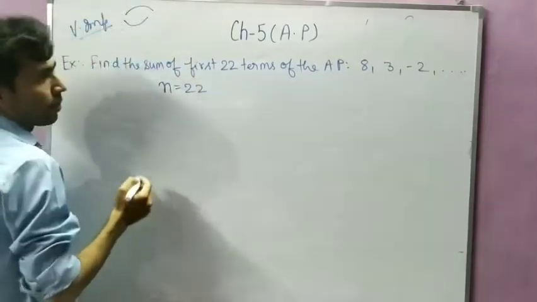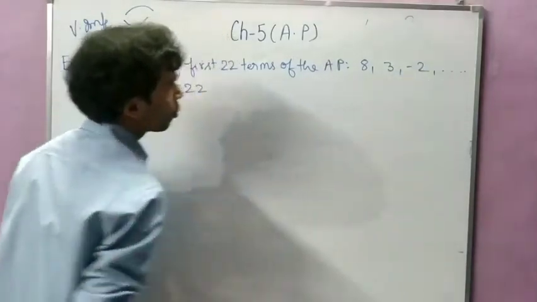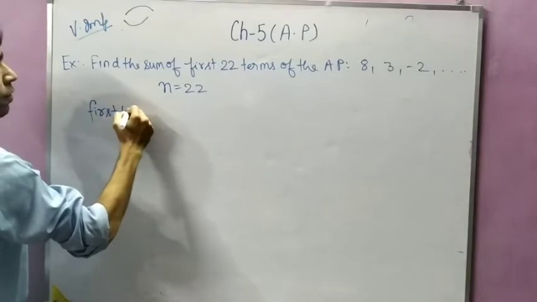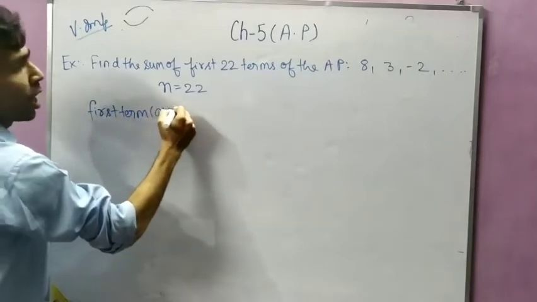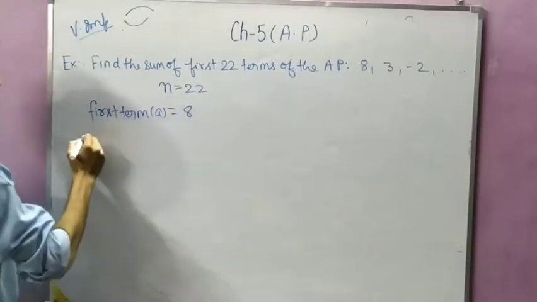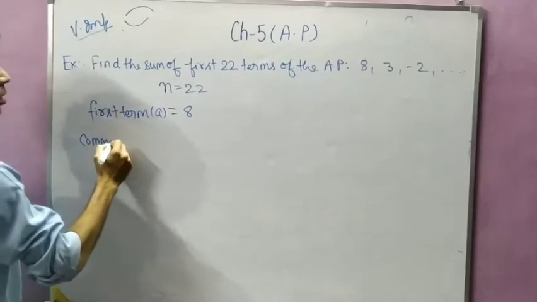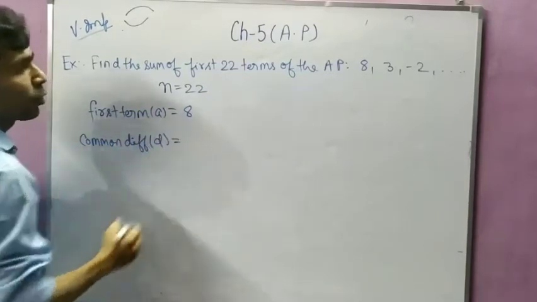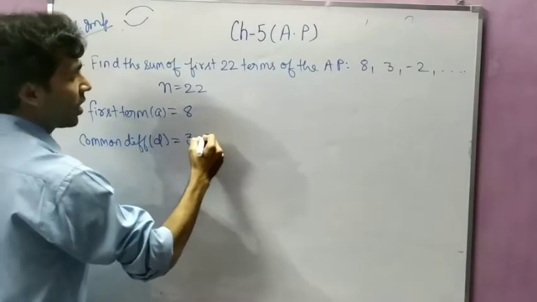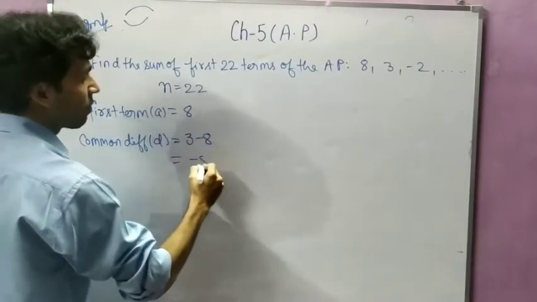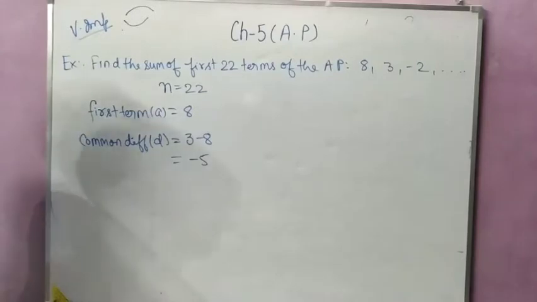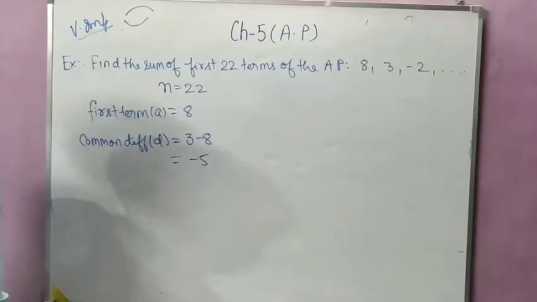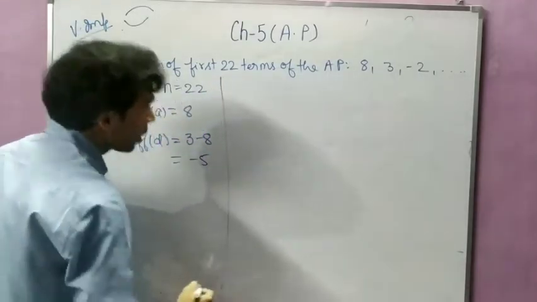And the AP is 8, 3, minus 2. So by the question, the first term a equals 8, and the common difference, small d, equals 3 minus 8, which is minus 5. So we have calculated the first term and the common difference. Now what is the formula for the sum of first n terms?